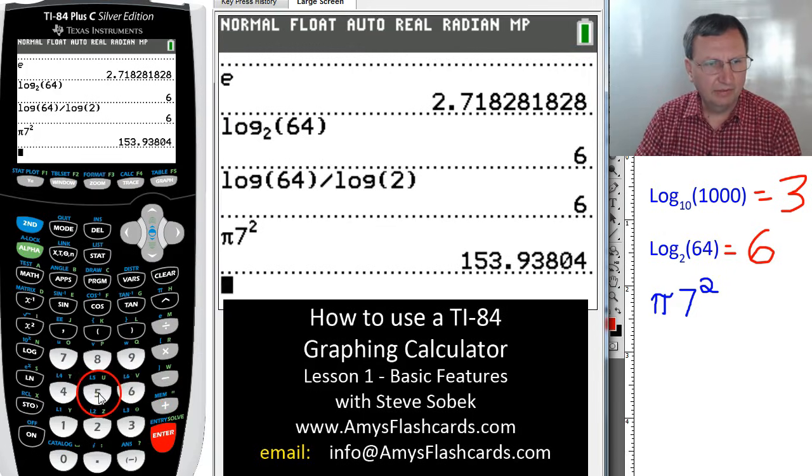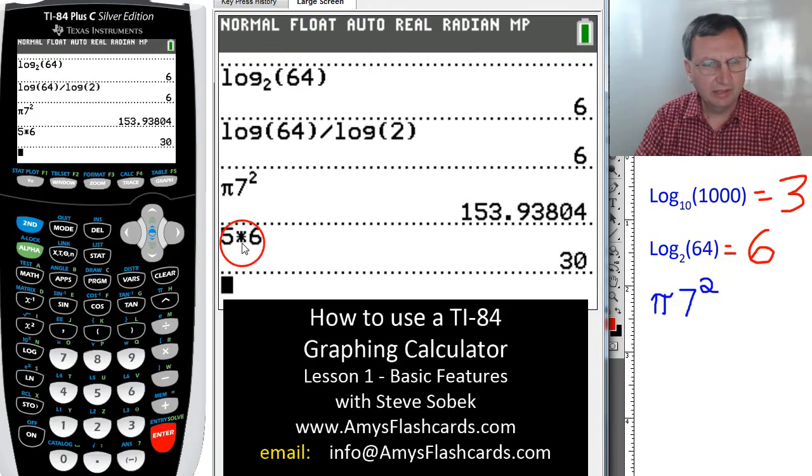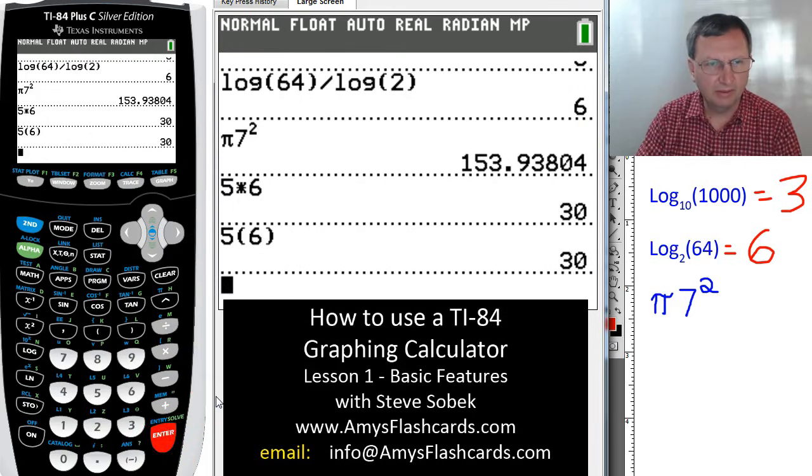If I wanted to take 5 times 6, I could explicitly use a multiplication symbol. The asterisk is your multiplication symbol. But in the absence of an operator, if we have 5 parentheses 6, multiplication is assumed. That will still give you the same answer, 30.